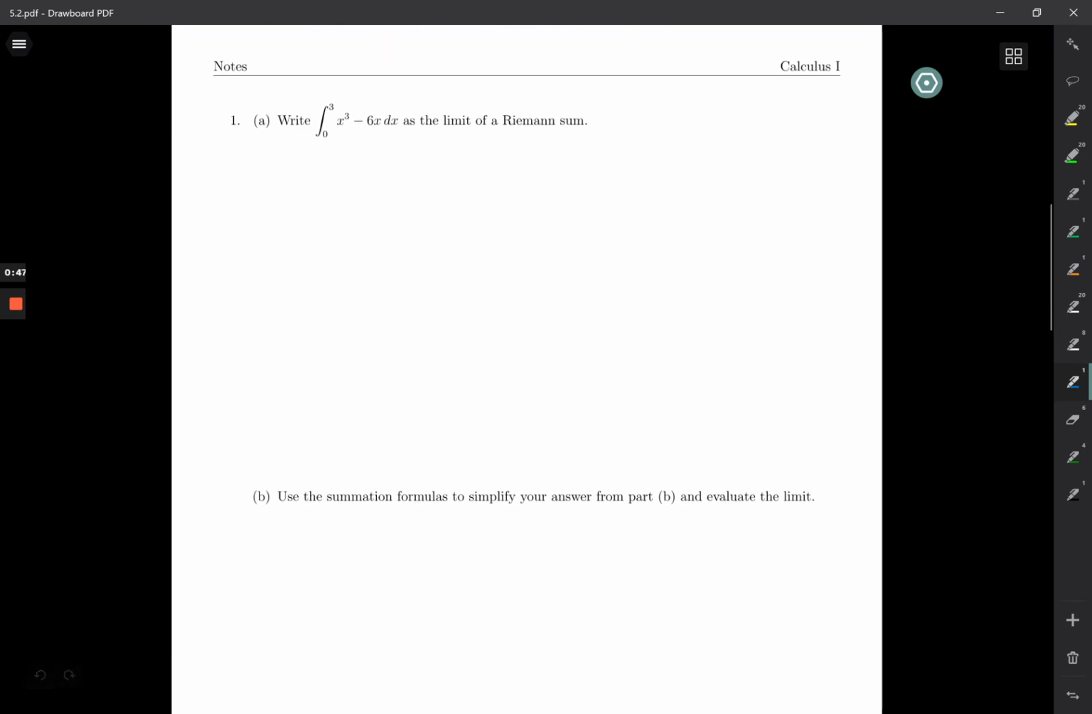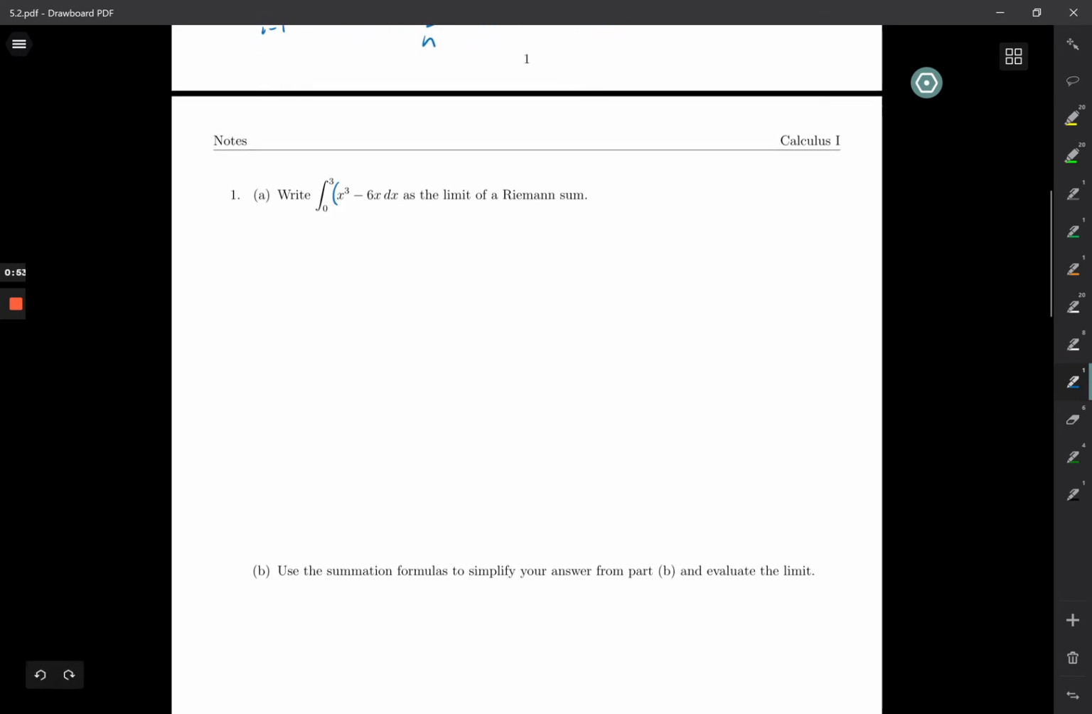Okay, so here we are going to first write this integral right here. So this is the function part, and then we have our dx. And then we are going to first write this as the limit of a Riemann sum. So we'll figure out what it is we need to take the limit of, and then we will evaluate it.